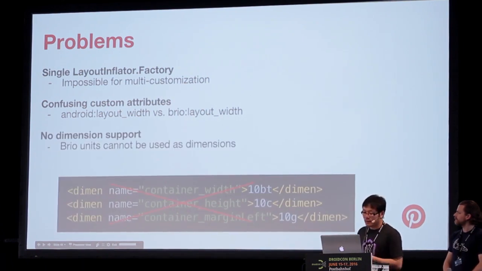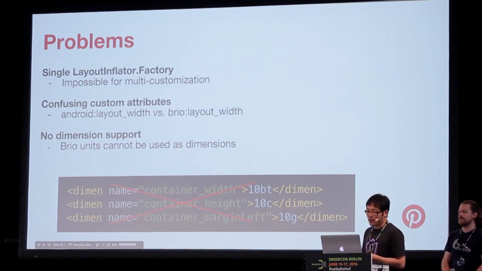Lastly, the new Braille units couldn't be defined as dimensions. For example, those three definitions are not possible since Android only accepts the built-in types like DP, pixel, or SP, etc.